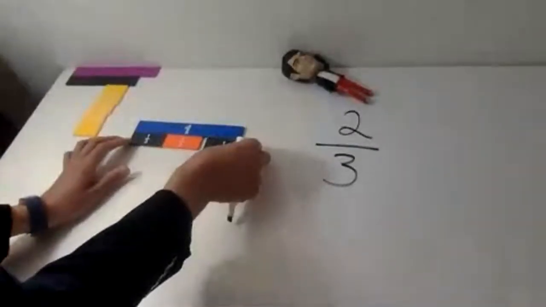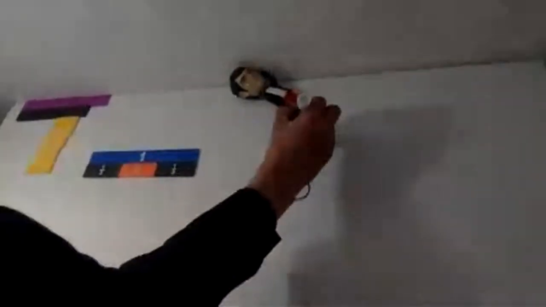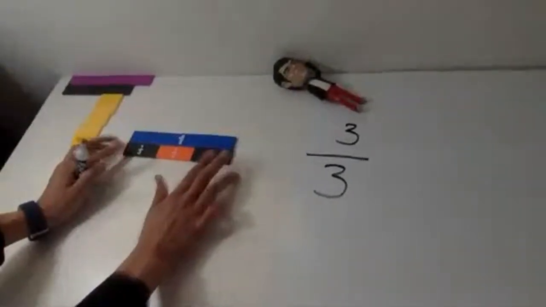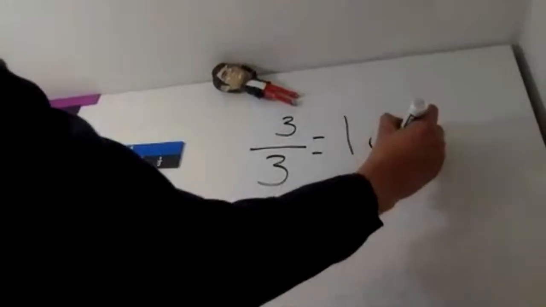If you notice, if I were to have my whole, 1, 2, 3/3, 3/3, that means it's the same. That means 1/3, 2/3, and 3/3 is the same as 1 whole. And remember, guys, when you say 1 whole, it's W-H-O-L-E, okay? 1 whole.